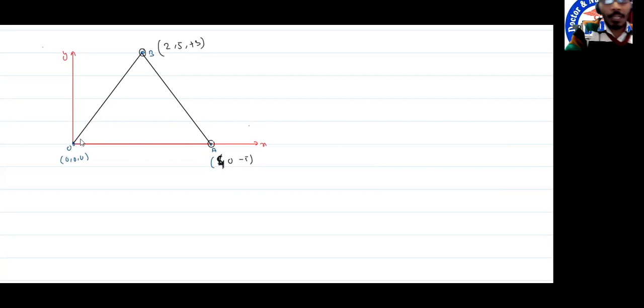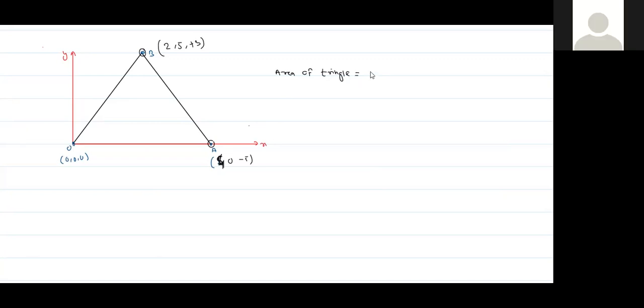The position of vertices of the triangle, and I want to calculate the area of this triangle, or I want to calculate the direction of the area of this triangle. So how we can calculate? So you know that the area of the triangle, what is the area of the triangle? Anyone tell me? Half into base into height. Yes, 1/2 base into height.